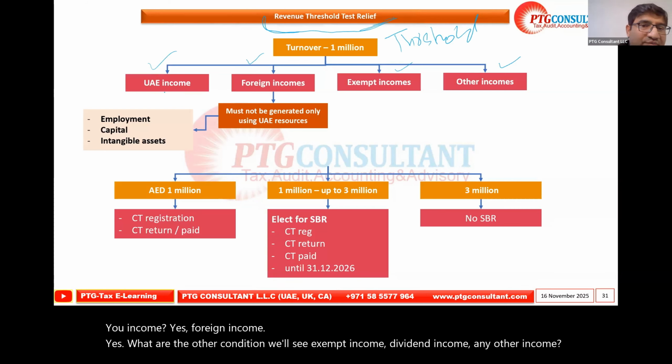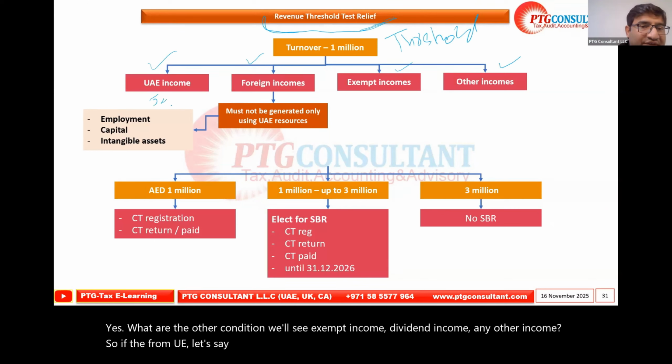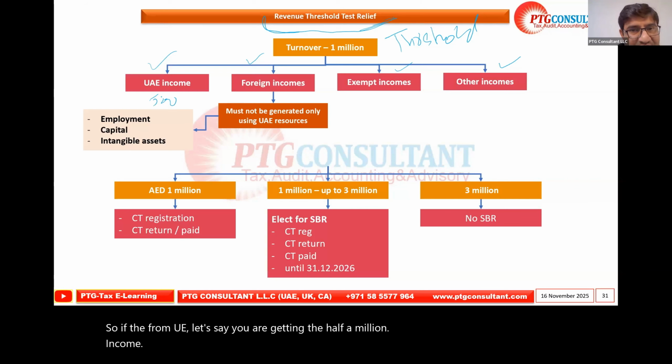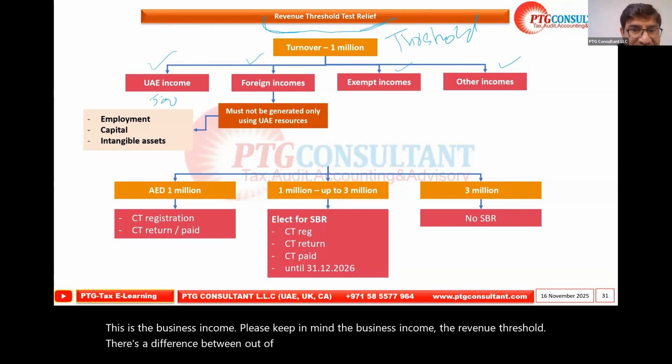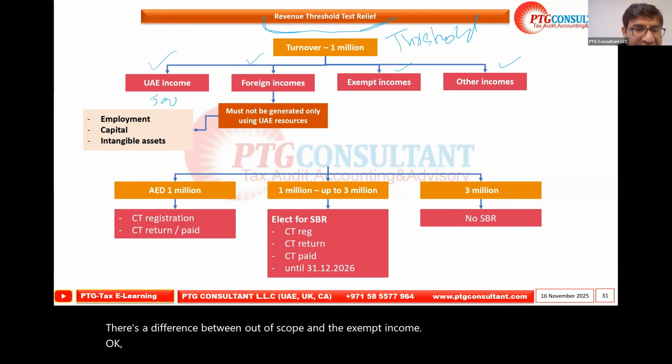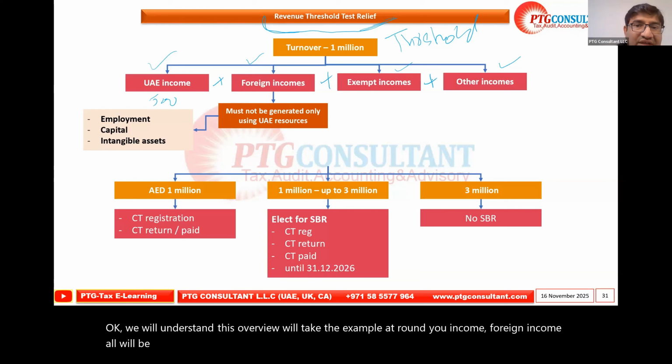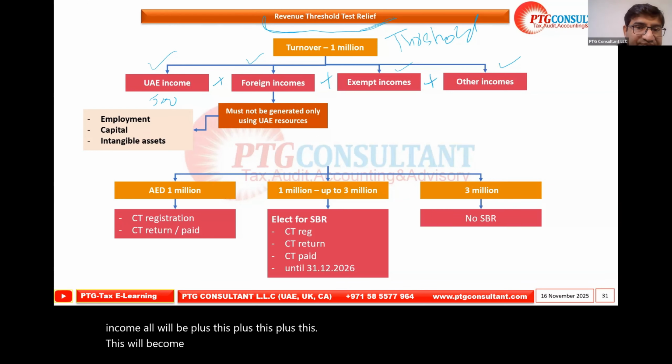So if from the UAE, let's say you are getting 500,000 income. This is the business income. Please keep in mind the business income for the revenue threshold. There's a difference between out of scope and exempt income. Okay, we will understand this overview; we'll take the example later on. The UAE income, foreign income, all will be added, plus this, plus this, plus this. This will become subject to tax.